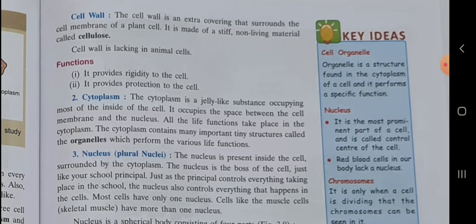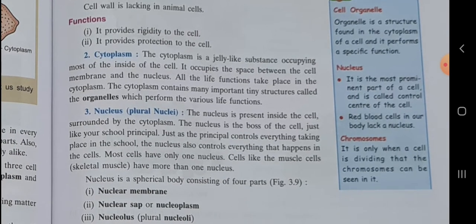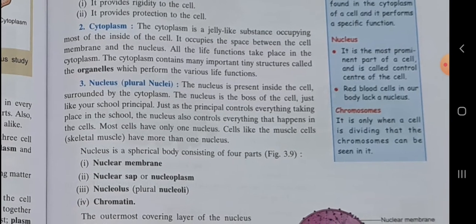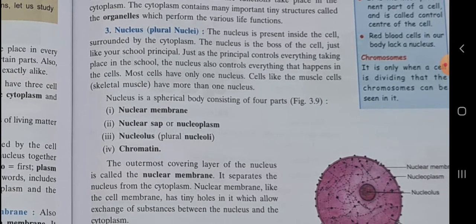Cytoplasm: it is a jelly-like substance which occupies most of the inside part of the cell. It occupies the space between the cell membrane and the nucleus. The life functions take place in the cytoplasm only. There are small tiny structures contained in the cytoplasm, which are called organelles, which perform the various life functions.